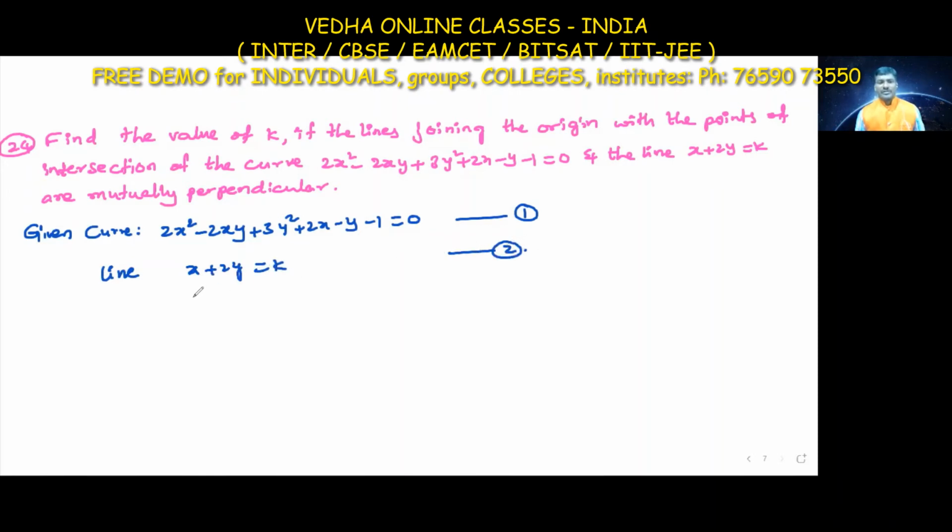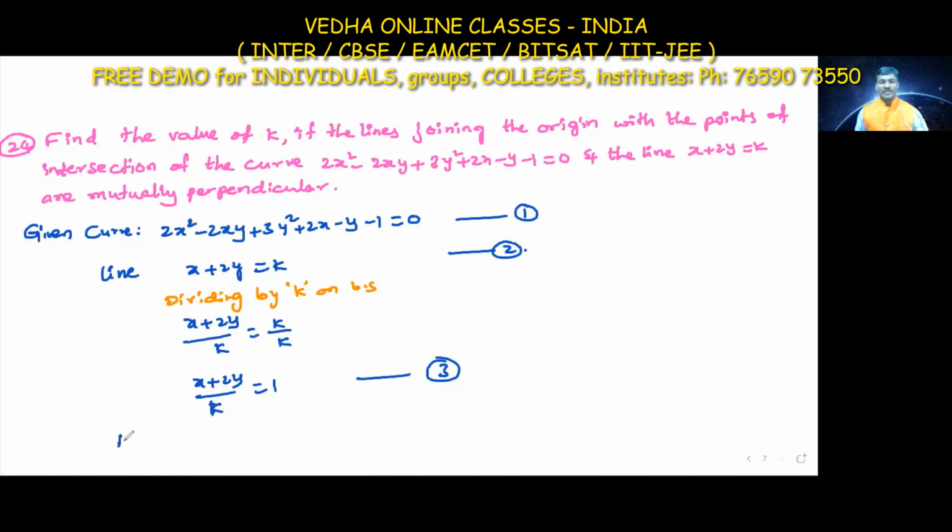Now I am dividing by k on both sides. If you divide by k on both sides, then x plus 2y divided by k is equals to k by k. What is the k by k value? 1. X plus 2y divided by k is equals to 1, equation number 3. Now I am homogenizing equation 1 with the help of equation 3.